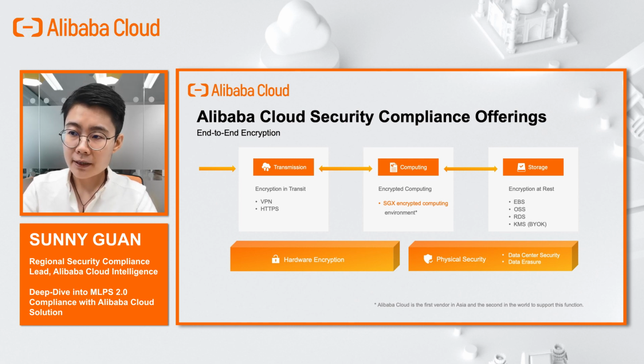Alibaba Cloud provides you the capability to protect your data throughout the transmission, computing, and storage. You have the secured VPN and gateway supported by HTTPS protocol to provide the encrypted channel for data in transmission. We have the SGX encryption computing techniques to protect your data in computing. And we also support the BYOK to protect your data at rest. Your key can be stored and managed through the KMS backed with a hardware encryption module.